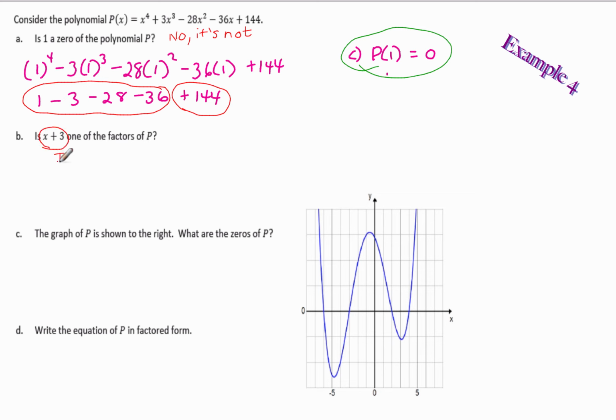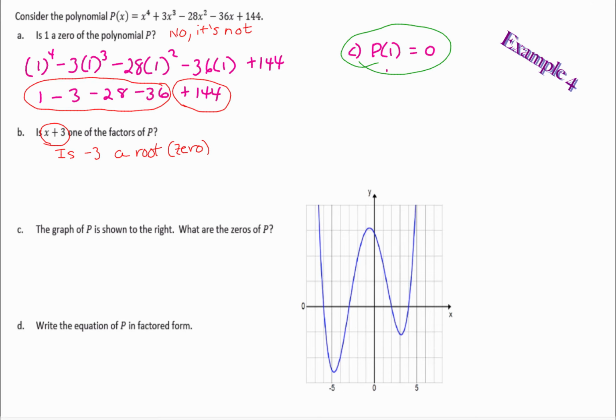This is asking you, is negative 3 a root, a 0 of this polynomial? And once again, you're like, Mrs. Trulin, just look down here at this picture you supplied us with. Yeah, negative 3 is a root, but remember, pictures can lie. So to be on the safe side, we're going to do that remainder theorem again.